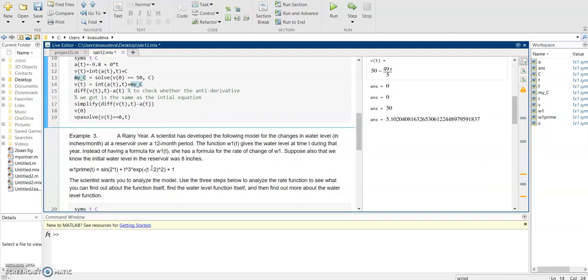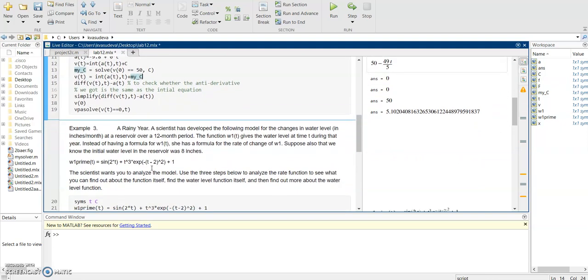Okay. Then the third example we have is another model, on rainy years. Scientists have developed a model which shows the change of water level at a reservoir for a period of 12 months.